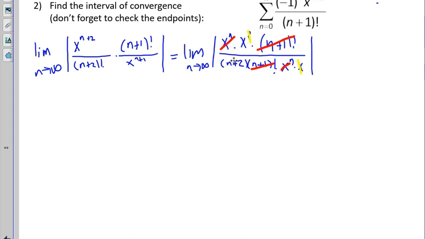So as this goes to infinity, the whole entire thing goes to 0. Okay, so since this limit goes to 0, it means the thing converges everywhere. It doesn't matter what values for x we put in there. We don't have an interval of convergence, so we would actually say the interval of convergence is all reals or from -infinity to infinity.